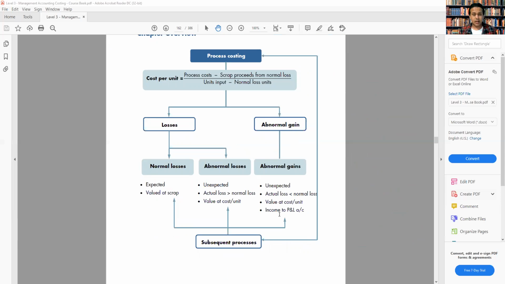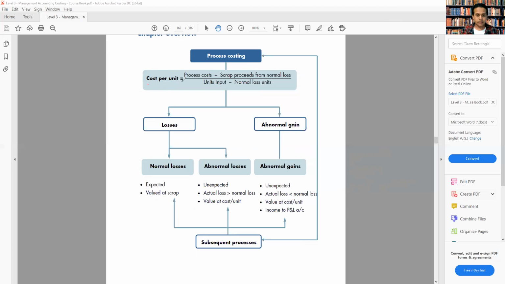Now, there is some explanation that we already calculated. The first thing we have is the cost per unit. This is the formula we have to remember, that is cost per unit. This one we have to write down.